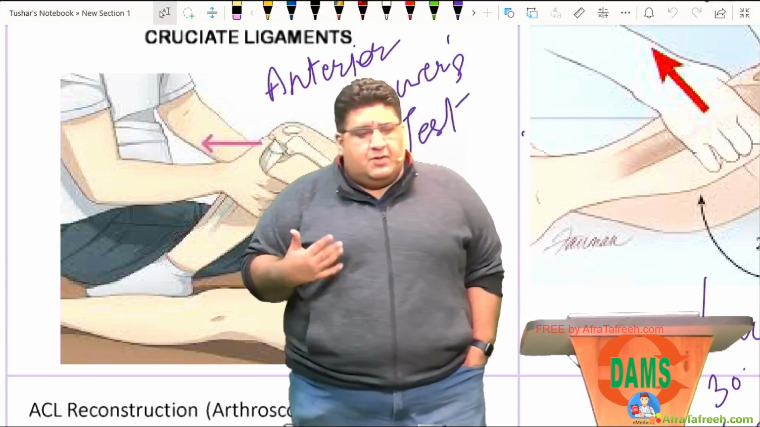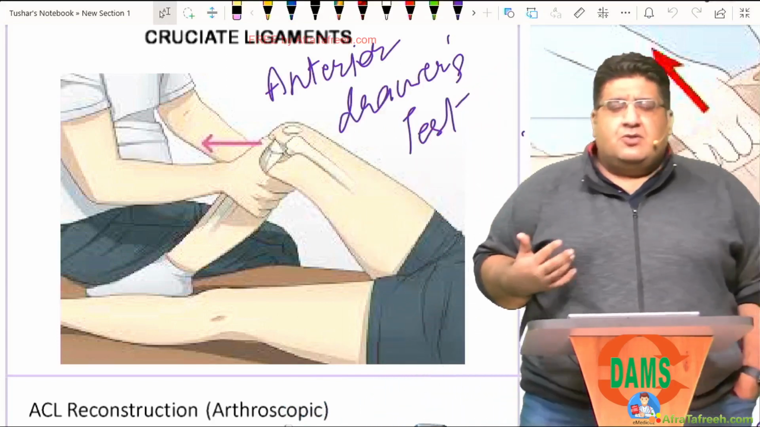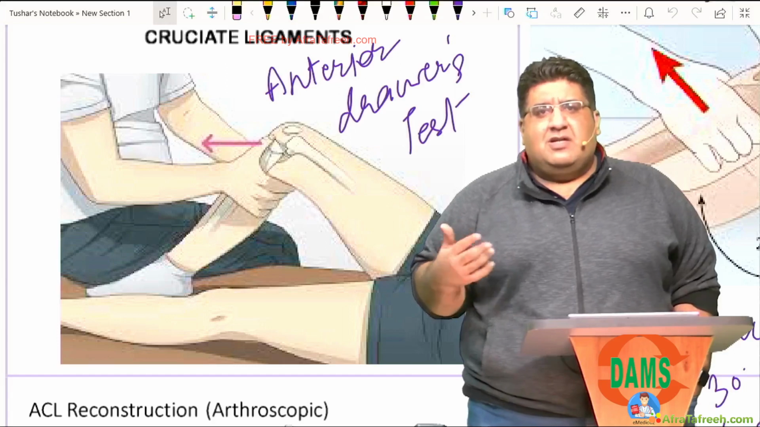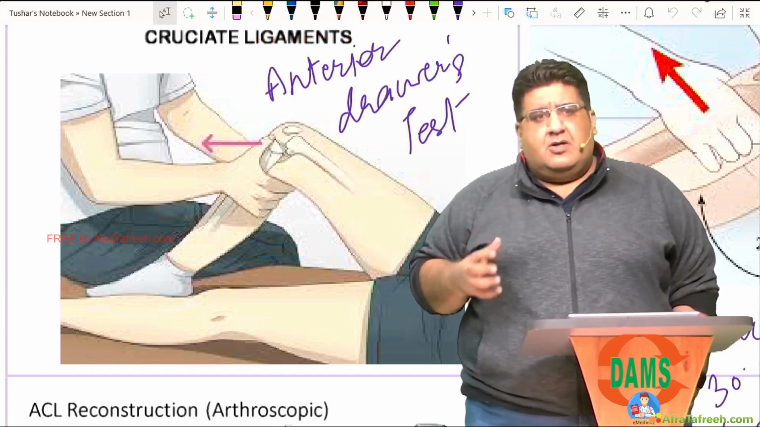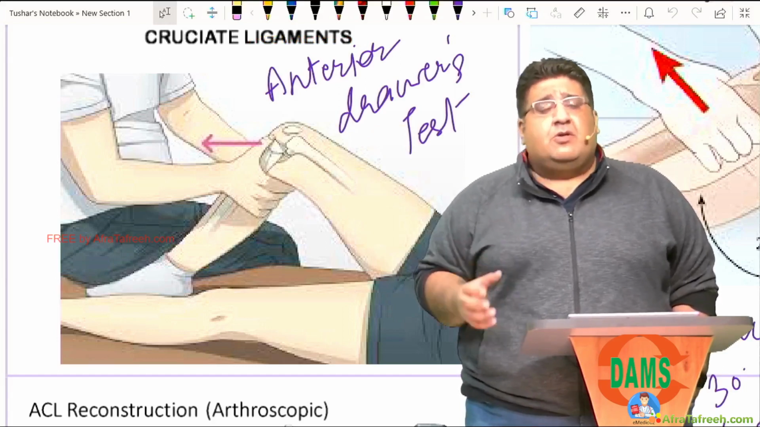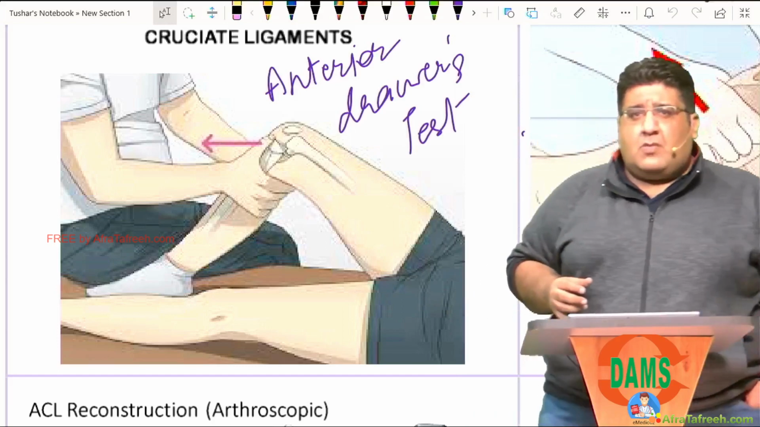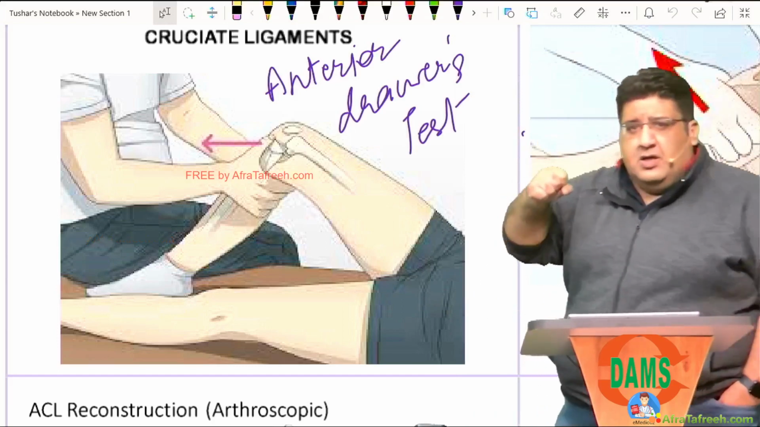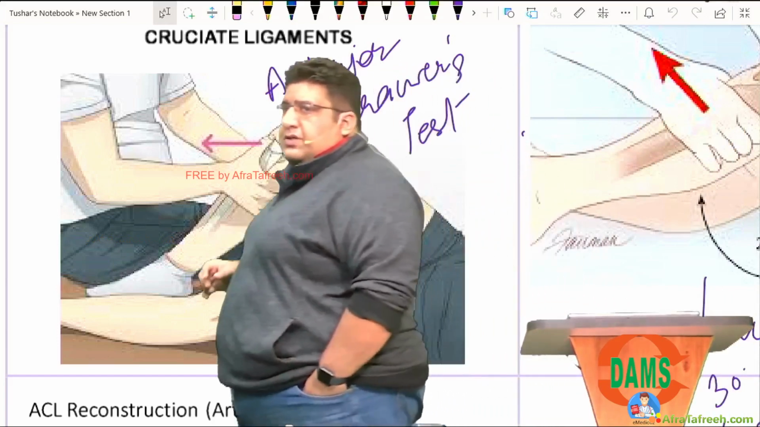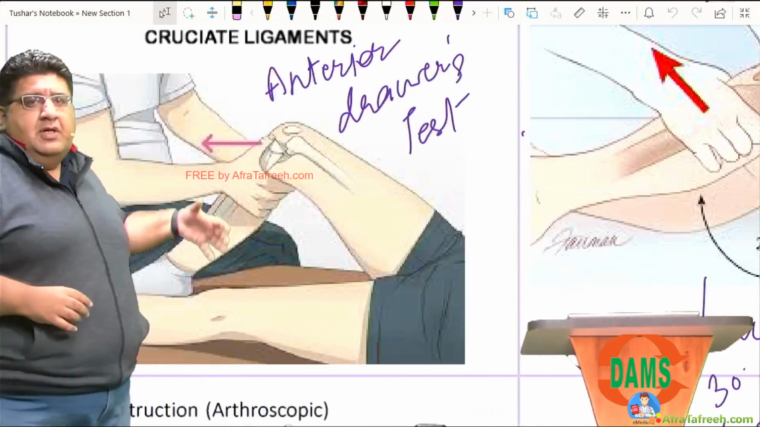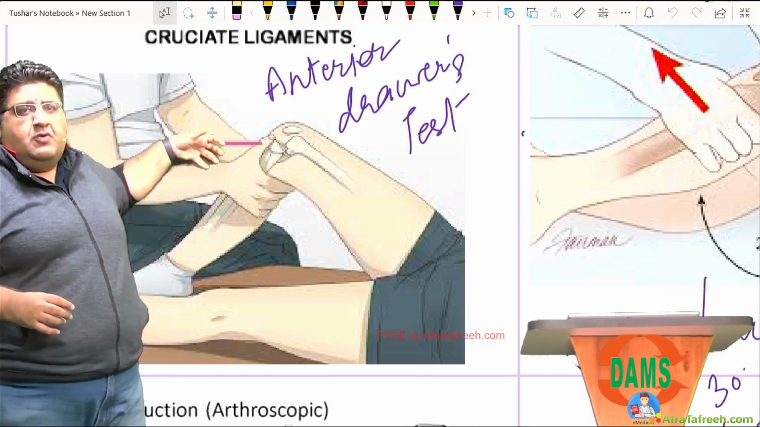Now the examiner is going to do something which is actually mentioned here in the name of the test, anterior drawer test. The examiner is going to exert an anterior pull. I hope you all understand push and pull. I'll show it to you. The examiner is going to exert a pull on this tibia towards himself.